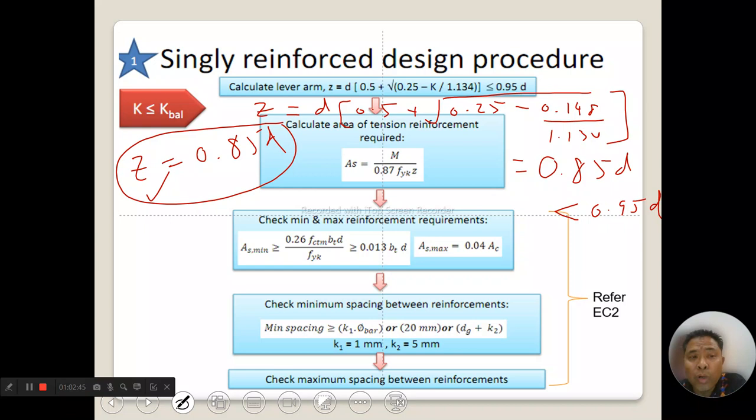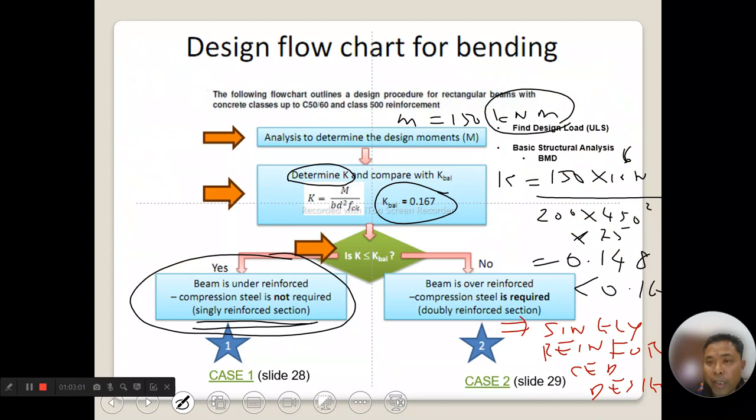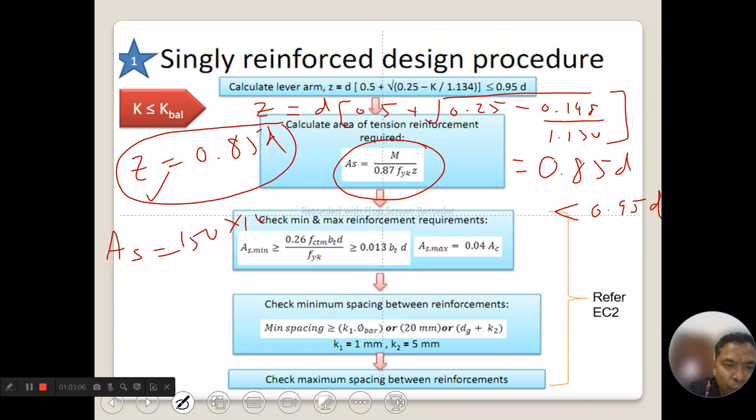Faham eh? Okay, after you get your Z, then barulah you boleh kira As based on this formula. So saya tulis kat tepi ni sebab tempat dah tak muat. Moment tadi berapa? Saya pun tak ingat. 150. Ingat, moment ni unit mesti tukar kali 10 kuasa 6. Jangan tak tukar. Kalau tak tukar memang masalah, because we want to convert from kilonewton meter to newton millimeter. The unit here is newton millimeter.